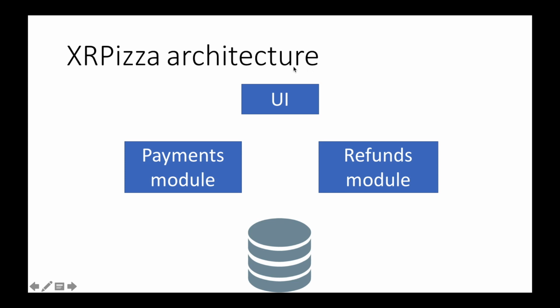On the backend, our smart contract had just two modules. One of them was responsible for managing payments and another one was responsible for issuing refunds. But this simple architecture has some security issues. Let's talk about them in detail.